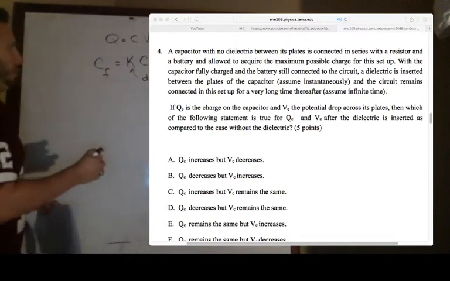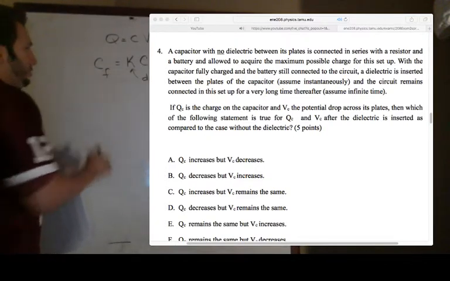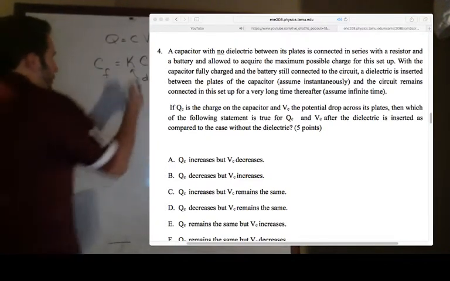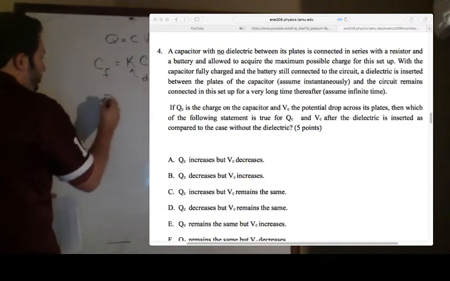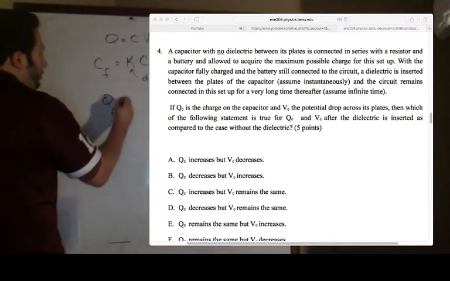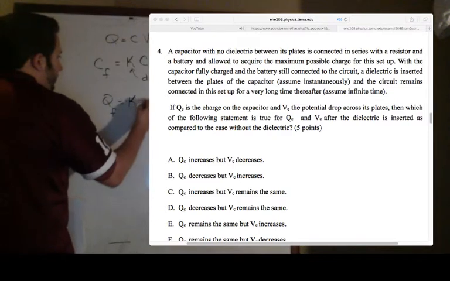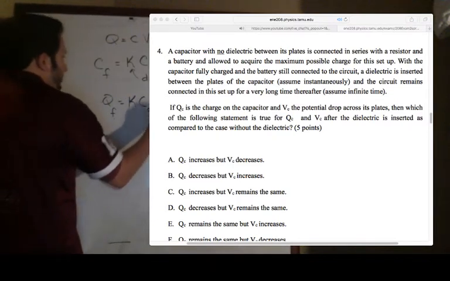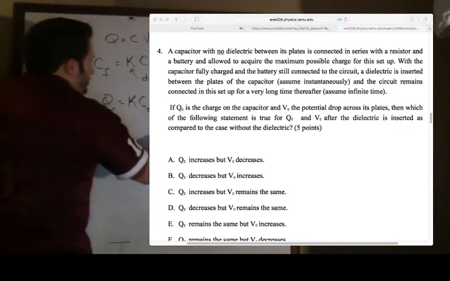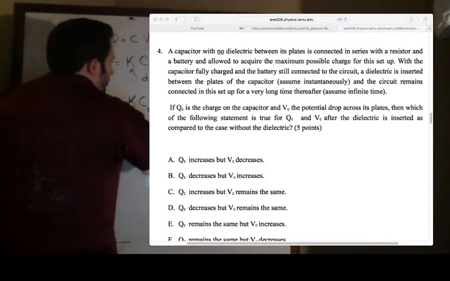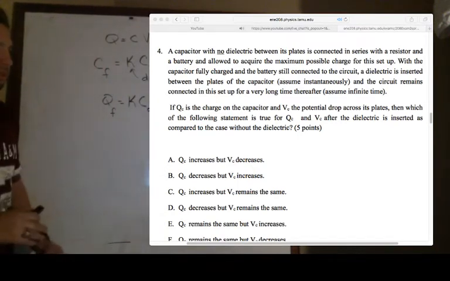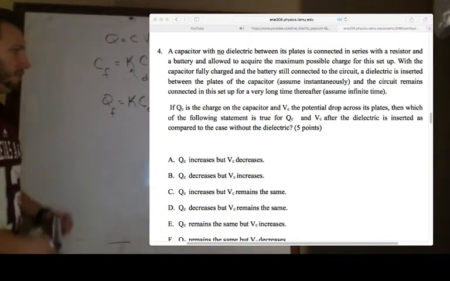And so, now that I know that my capacitance goes up, by definition, if your capacitance goes up, your QF, we'll call it QF, your final charge, is going to be K times your initial capacitance times V. In essence, your Q increases. But just because you put a dielectric in doesn't mean that the voltage changes.